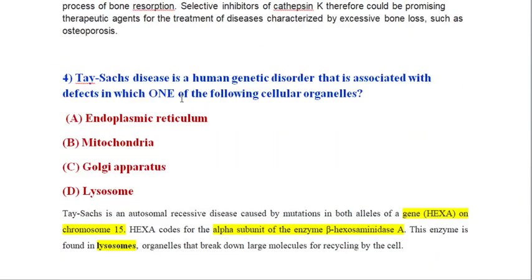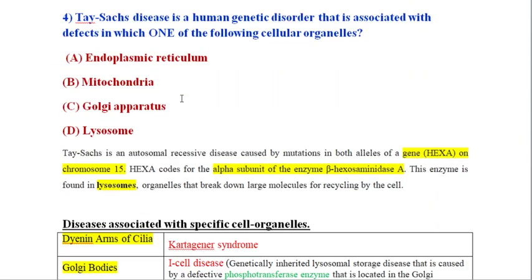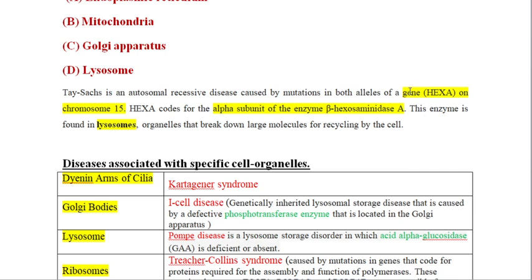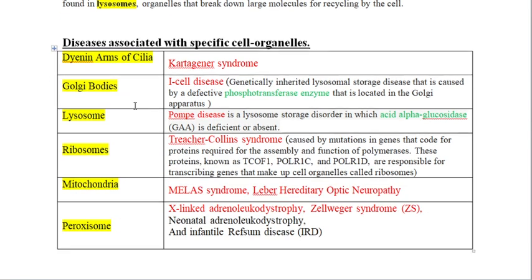Okay. Next, Tay-Sachs disease is a human genetic disorder which is associated with defects in which one of the following cellular organelles? This disease occurs due to a defect in the lysosome. It is an autosomal recessive disorder caused by mutation in both alleles of the gene called HEXA. This gene is located on chromosome 15 and codes for the alpha subunit of the enzyme beta-hexosaminidase A, and this particular enzyme is found in the lysosome. So you should also know about diseases associated with specific cell organelles.